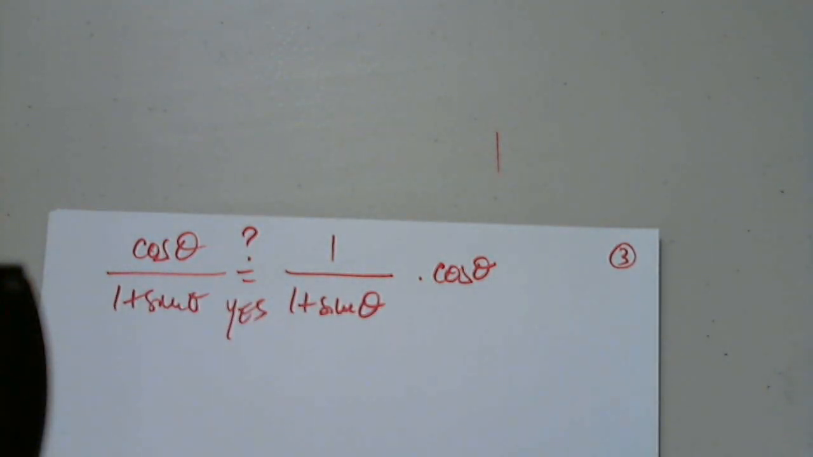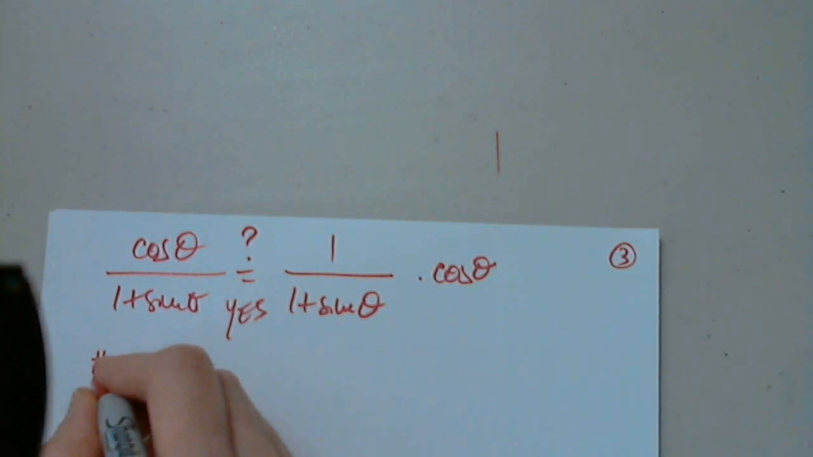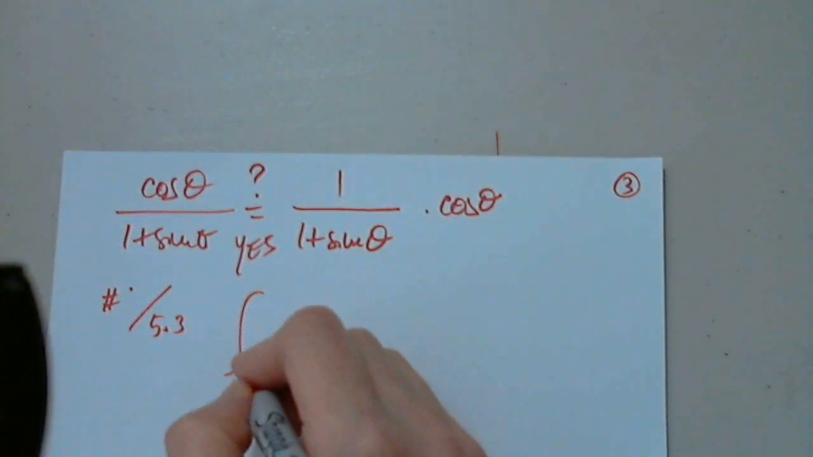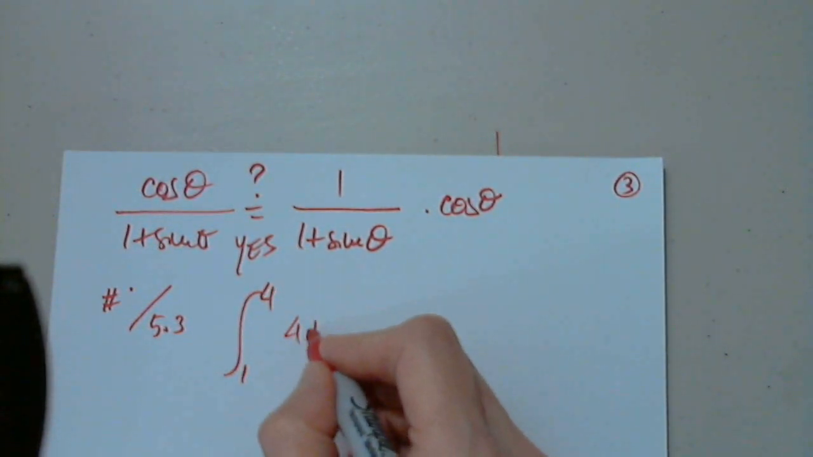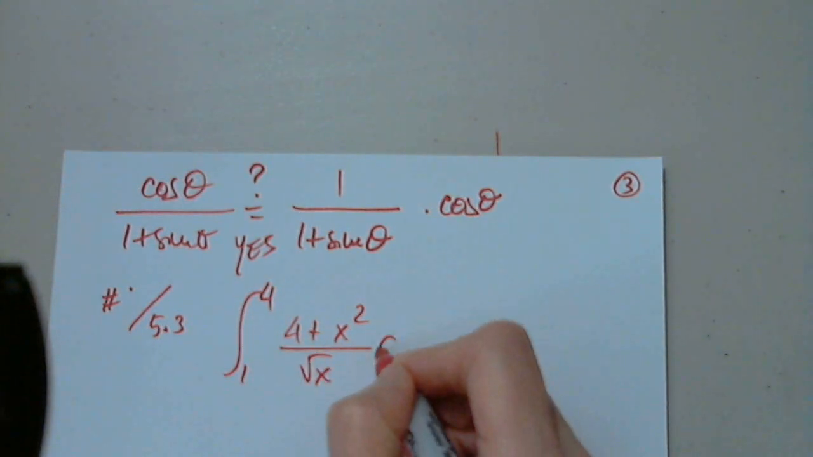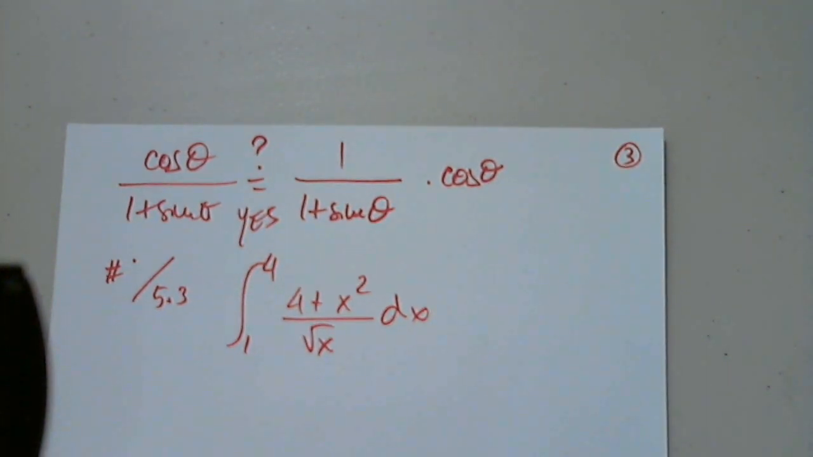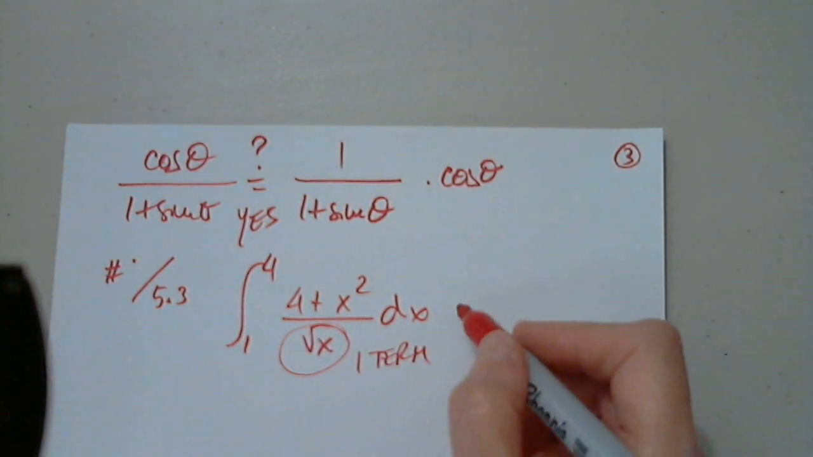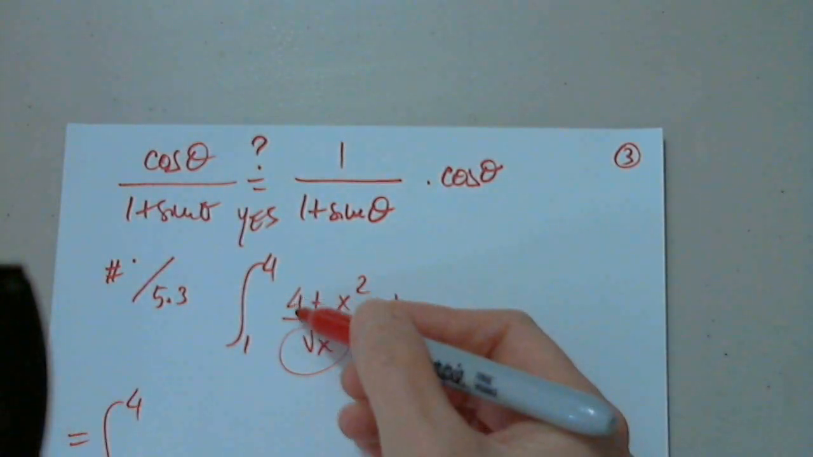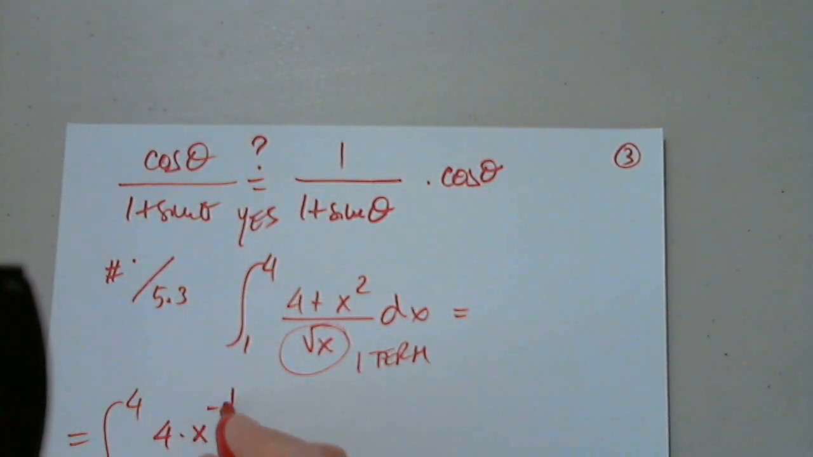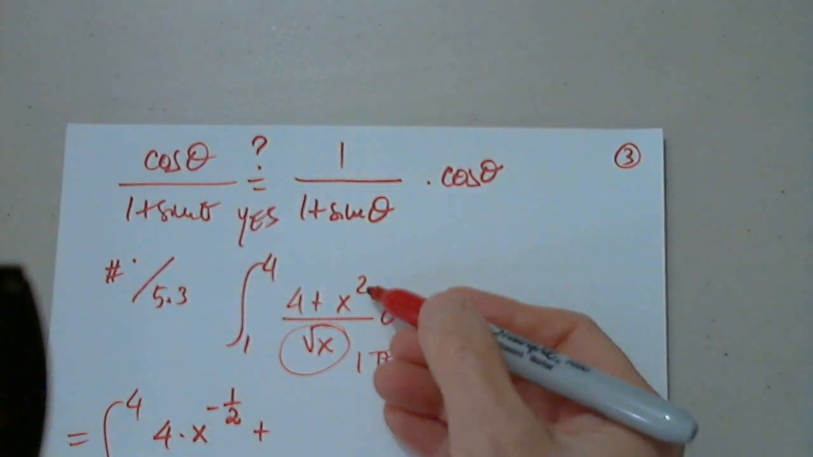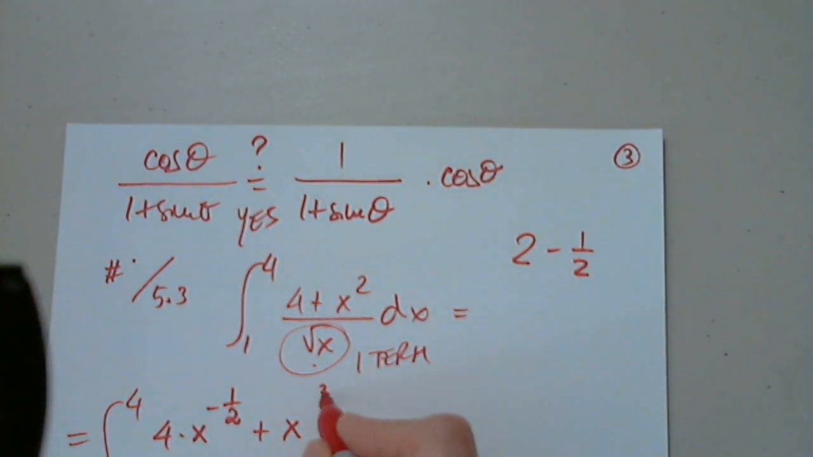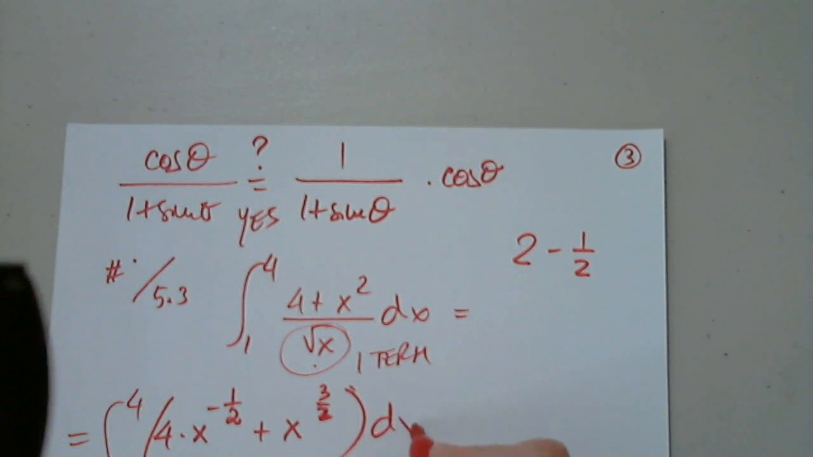So another one from 5.3. I think really all I'm looking for is what the first step should be. So it's evaluate the integral from 1 to 4 of 4 plus x squared over the square root of x dx. Identical situation. Split it. It's one term. Simplify. So this will be the integral from 1 to 4 of 4 times x to the negative 1/2, plus this over this will be x to the 2 minus 1/2, 3/2, dx.